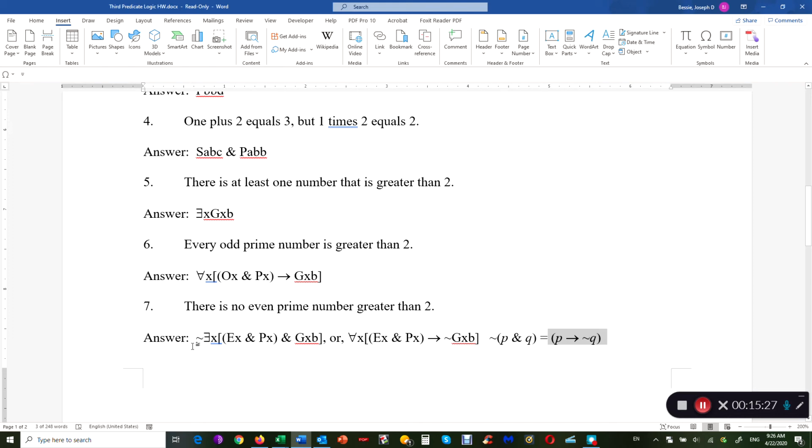So if you ignore these quantifiers for the moment and just look at the internal part, when you take this negation and drag it through, you're going from the negated conjunction to this conditional here, just like in these propositional expressions.